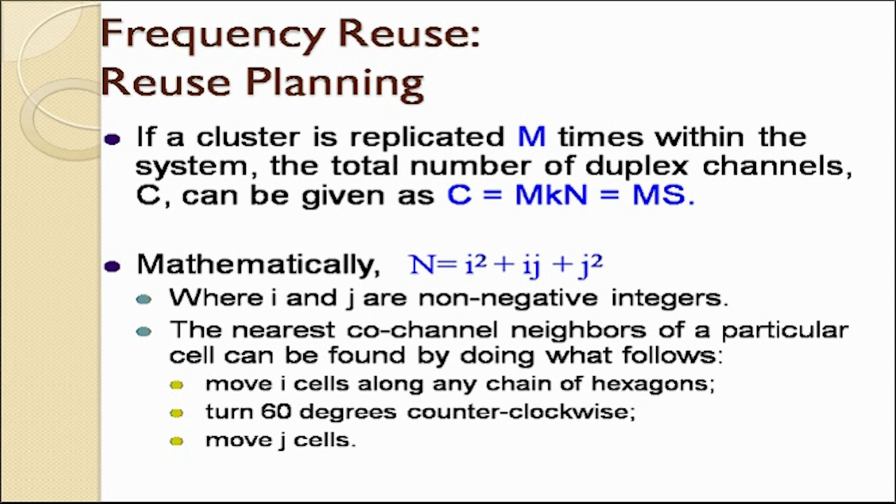Then how do we calculate N mathematically? N equal to i square plus ij plus j square, where i and j are non-negative integers. The nearest co-channel neighbors of a particular cell can be found by doing what follows. Move i cells along any chain of hexagons, turn 60 degrees counterclockwise, then move j cells.